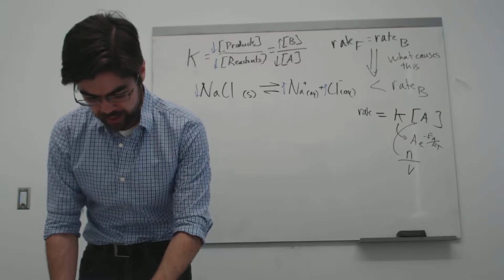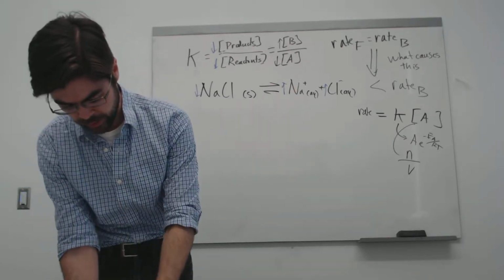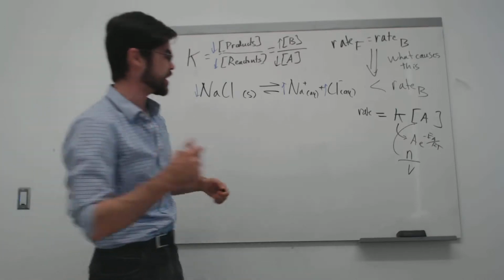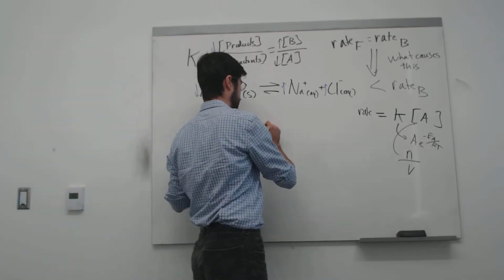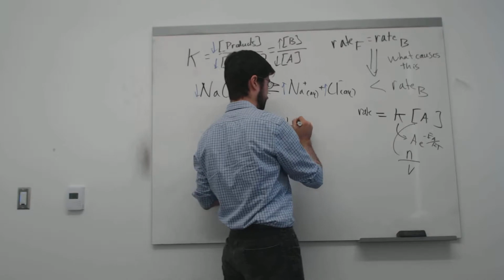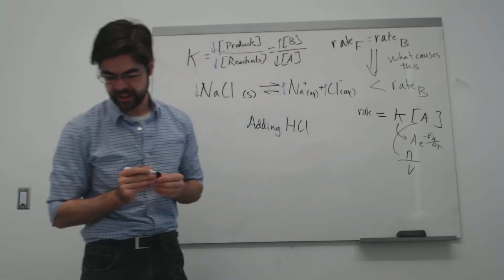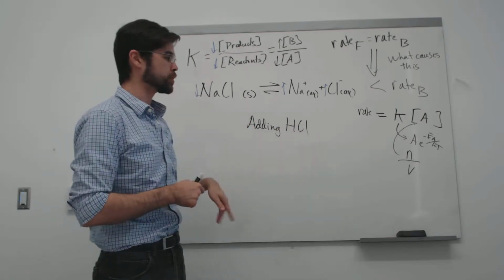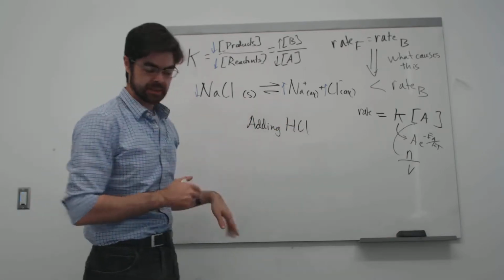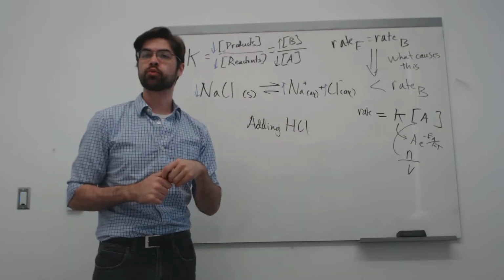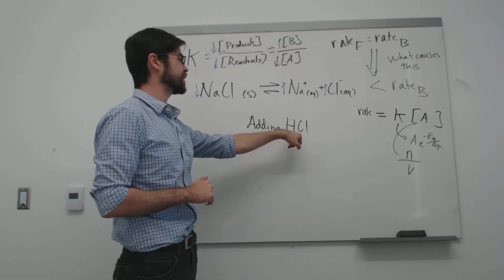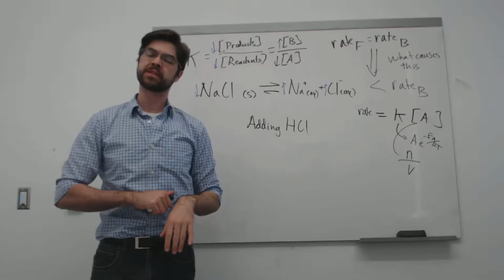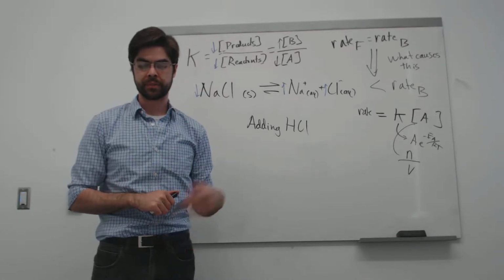Okay, let's deal with this because there were a couple of questions about it. I still don't understand why adding HCl shifts this reaction towards the reactants. That's a reasonable question, because it doesn't look like HCl is any one of the species in this equilibrium system.